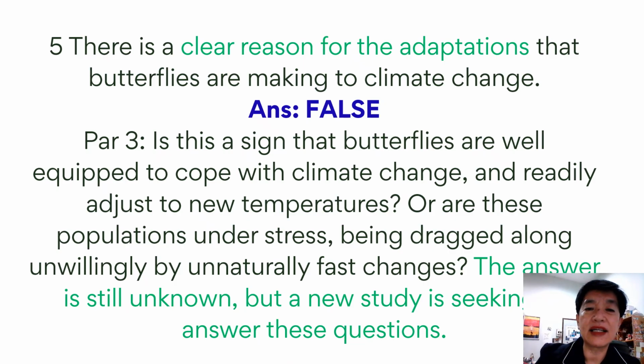Number 5. There's a clear reason for the adaptations that butterflies are making to climate change. The answer is false. Why? Because it says in paragraph 3, the answer is still unknown, but a new study is seeking answers to these questions. So this contradicts the statement in number 5, a clear reason, but what we see in paragraph 3 in the passage, the answer is still unknown. So there is a contradiction between clear reason and unknown, and that's why the answer is false.